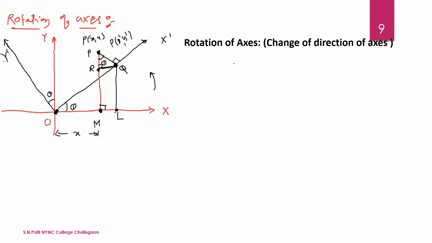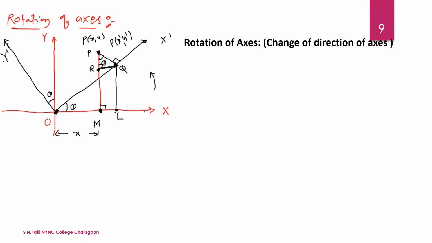Hello everyone, this is the second lecture of change of axis, in which we discuss two points. The first point is translation of axis, where we shifted the origin, and the second point is rotation of axis. So today's lecture is related to rotation of axis, in which we change the direction of axis. Let us see. First, we trace the diagram.